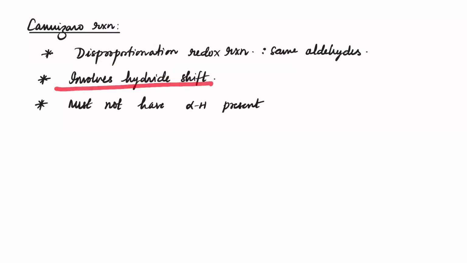It involves a hydride shift. There must not be any alpha hydrogen. These are the basic conditions that we should have. The next important condition is high base concentration, as much as 50% NaOH or KOH. Very high concentration of base should be utilized. Got it?